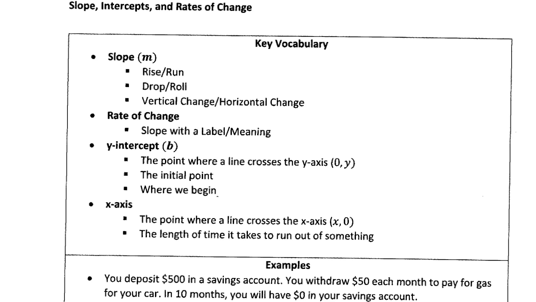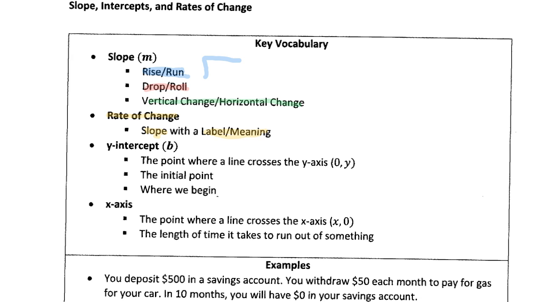All right, looking at 4.4, this one's going to be a little long one. We have some definitions here, some vocabulary. There's something called a slope, and how you find a slope is rise over run. So you would go up on your graph and over. It could also be your drop or roll, or your vertical change or horizontal change. So it's pretty much your rate of change, which is what this says. Your rate of change is your slope, just with a label. So more context there.